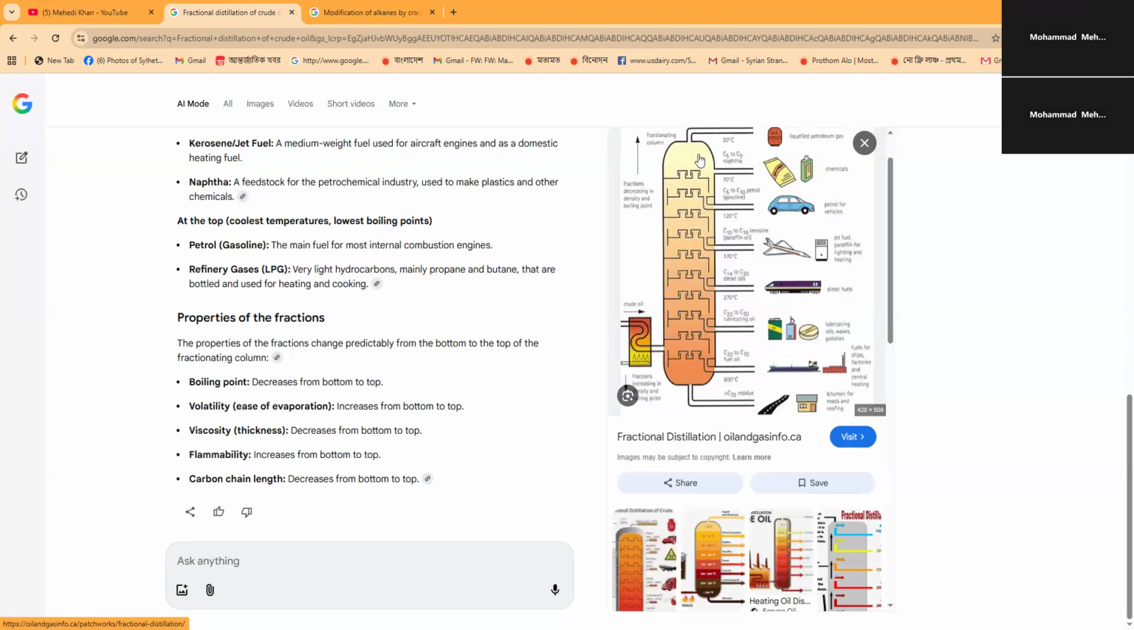Flammability increases from bottom to top. They are more flammable than the gases. And carbon chain length. So here you can see the carbon length is higher at the bottom and lower at the top. So it decreases from bottom to top.